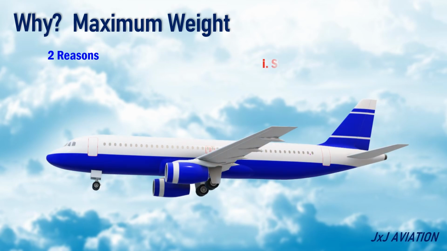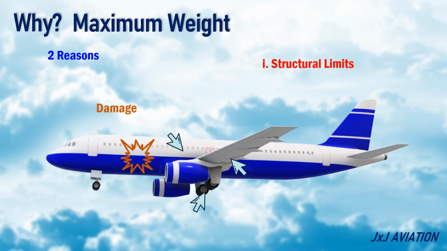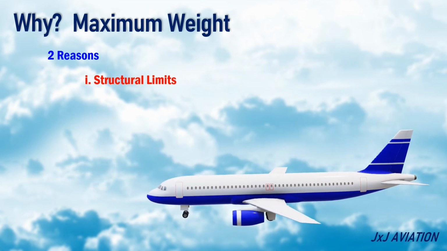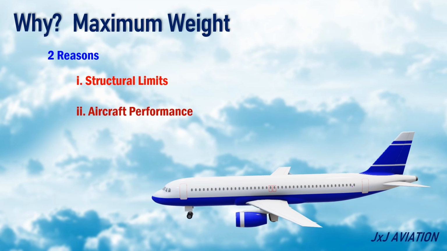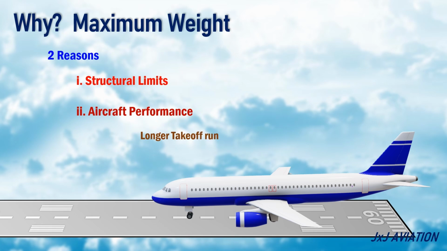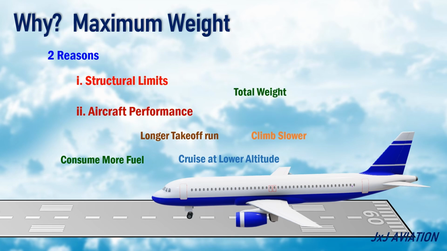Structural limits. If the gross weight of an aircraft is more than the aircraft's maximum weight, it can lead to structural damage. The damage would be because of the excessive stresses on the wings, fuselage, and the landing gear. Aircraft performance. A heavier aircraft will require a longer takeoff run, climb slower, consume more fuel, and has to cruise at a lower altitude. So the total weight of an aircraft must be less than the maximum weight limitation of that aircraft.